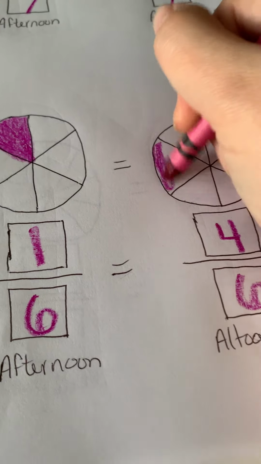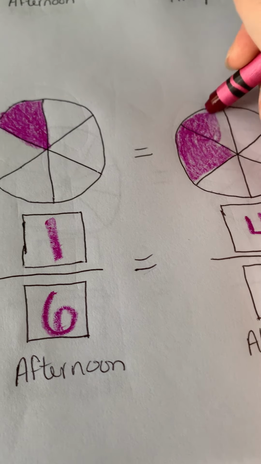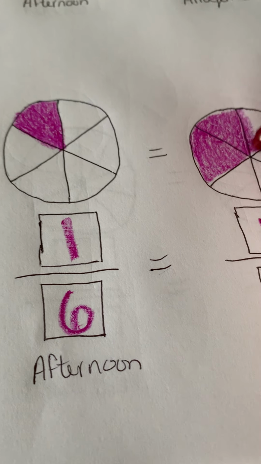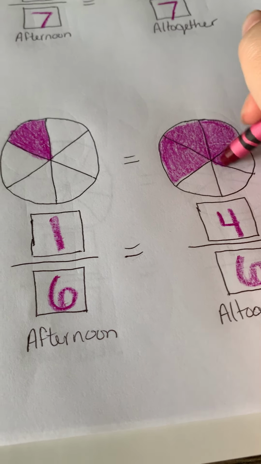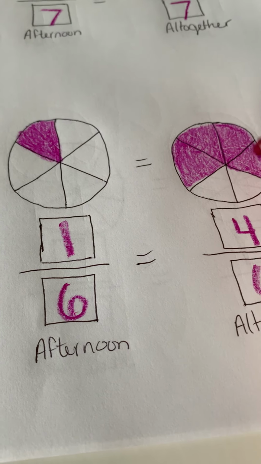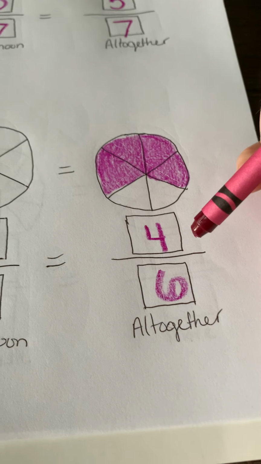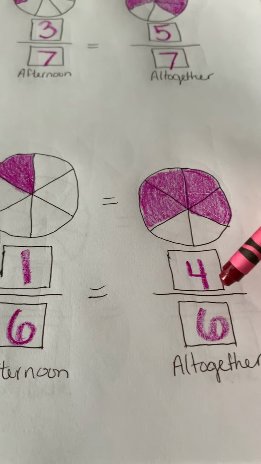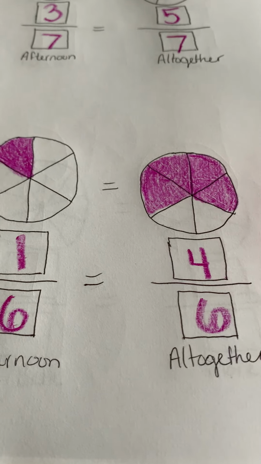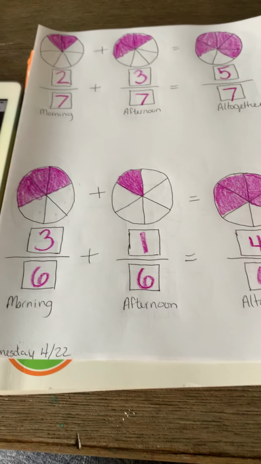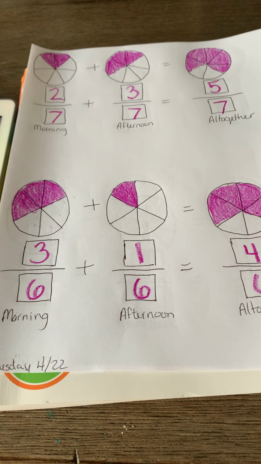So we're going to write our 4, and we're going to shade in our 4 pie slices. 1, 2, 3, 4. So all together, he helped 4 customers out of the 6 customers he wanted to help. Okay, so that's what our paper should look like for our Wednesday paper.